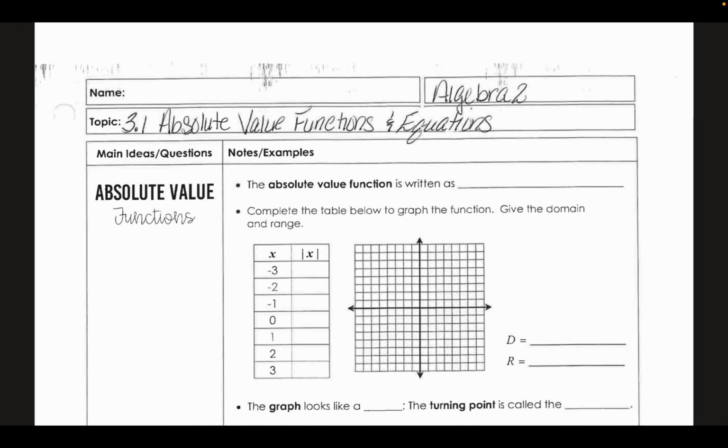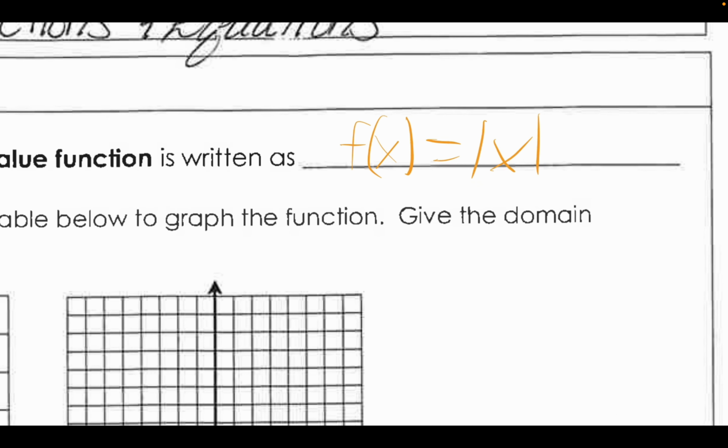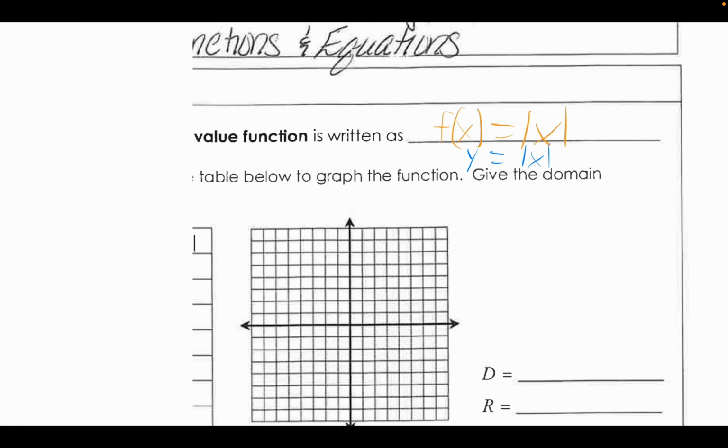Welcome everybody to Algebra 2, Section 3.1, Absolute Value Functions and Equations. So the absolute value function is written as f of x is equal to the absolute value of x. And a quick reminder that f of x can also be written as y equals the absolute value of x.